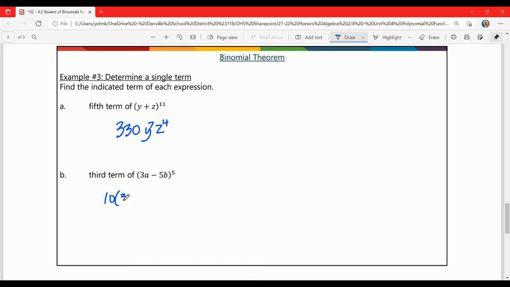So I'm going to take 3 to the third and a to the third, which means I'm going to have negative 5 squared b squared because my exponents have to total 5. All right, well, 10 times 3 cubed times negative 5 squared is 6,750. a cubed b squared.